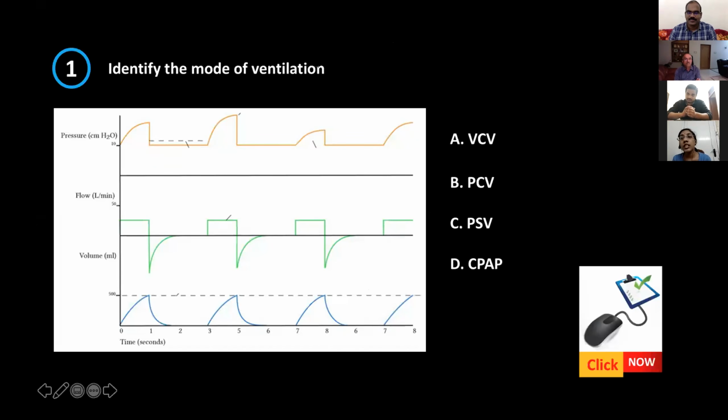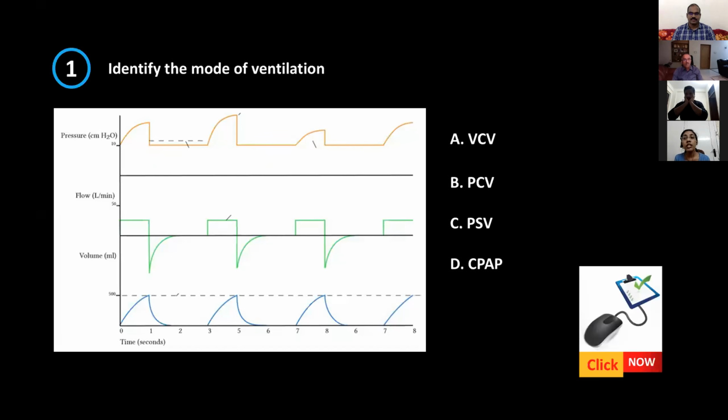The answer is volume control ventilation. The first graph is the pressure versus time scalar, in which the pressure is the variable. In volume control ventilation, pressure will be the variable. The second is the flow versus time scalar. Here the inspiratory flow has a square wave. This means that the flow is constant, it's fixed. It's fixed only in volume control mode. So this second graph also denotes volume control mode.